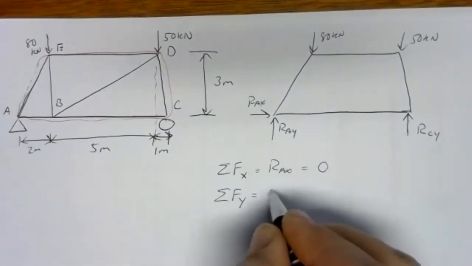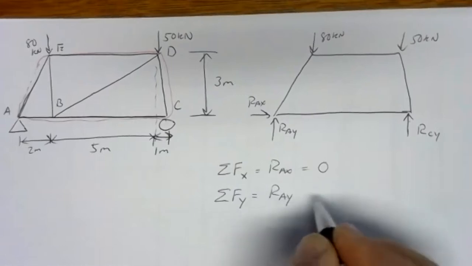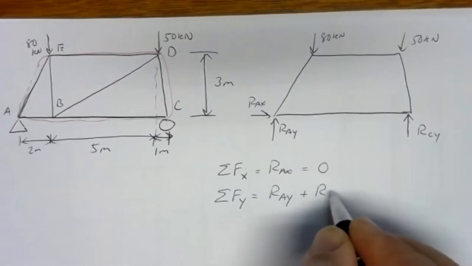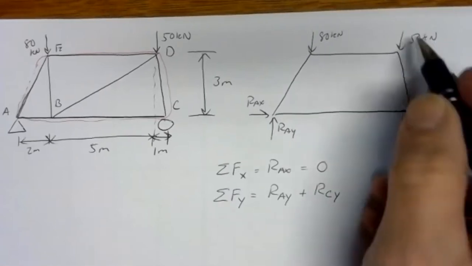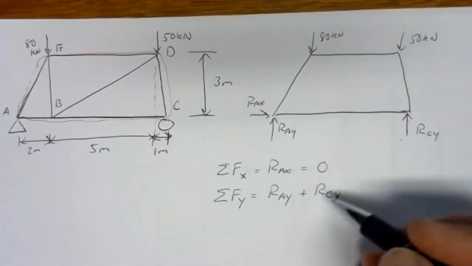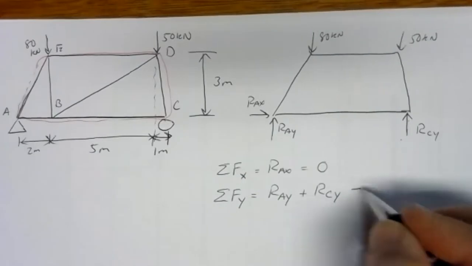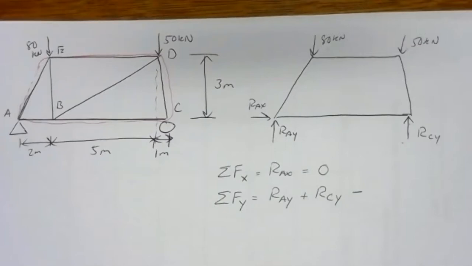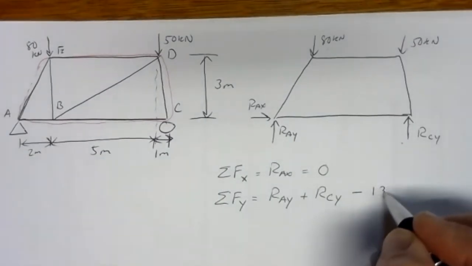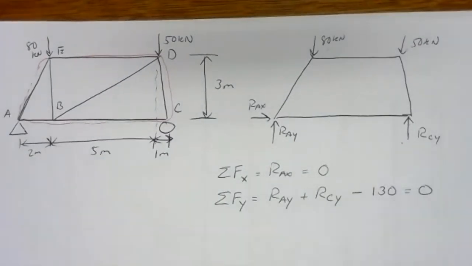So in the Y direction, we've got the same thing that every Y equation says. The sum of the forces up have to oppose the forces down. So we have RAY plus RCY minus 80 and 50, 80 and 50 total. That's 130. So that equals 0.